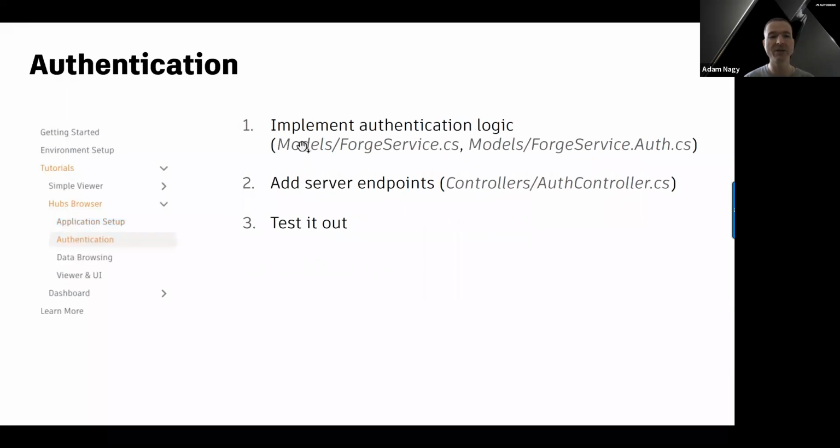And then as a second step, we are going to be implementing the authentication part. So this is going to be implementing this 3-legged authentication I just talked about, redirecting the user to the Autodesk login page. And then in return, that's going to be redirecting the user back to our page. And for that, we also need to implement some endpoints. So those are going to be going in the AuthController.cs file. And after this step as well, we can test it out to make sure it's working.